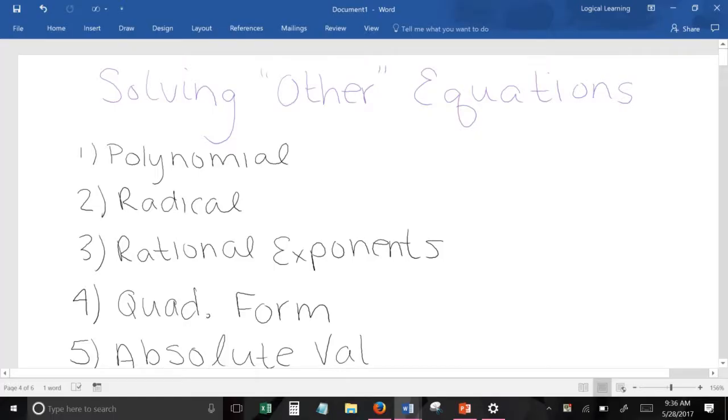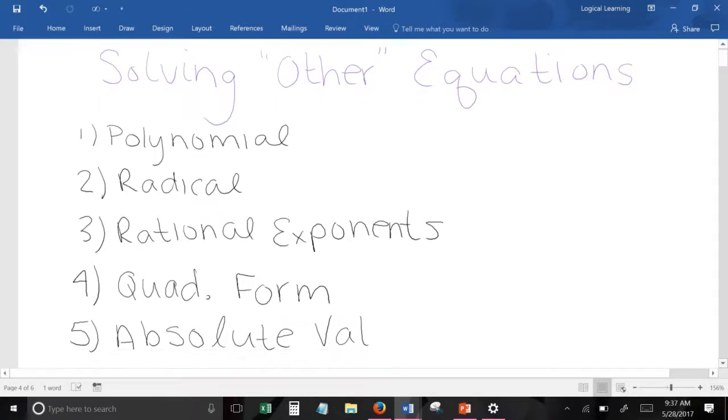Alright, so we've got 5 different other types of equations. They're listed here: polynomial, radical, rational exponents, quadratic formula. Those are ones that are in the quadratic formula, but they're different, and we'll check those out, and absolute value equations. In this video, we're going to talk about solving polynomial equations.